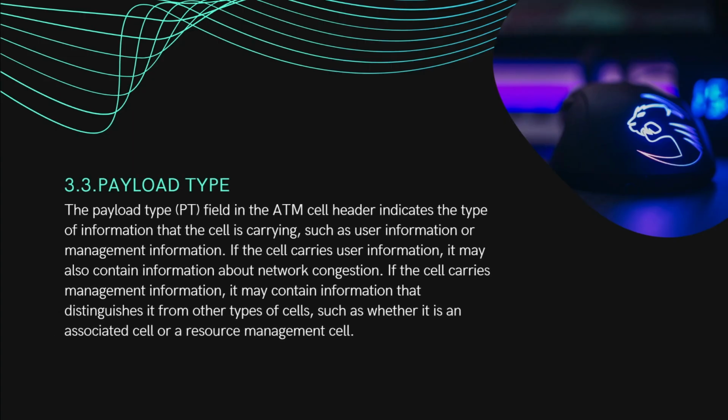So we are going to talk about the payload type. The payload type in ATM cell indicates the type of the information that the cell is carrying. There are two main types of information: the user information and the management information. The user information is the actual data being transmitted, such as voice, video, or data. The management information is used for control purposes within the network, such as signaling or resource management.